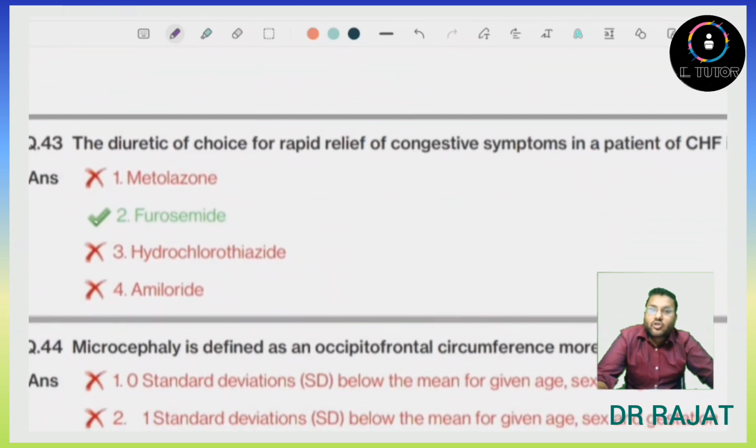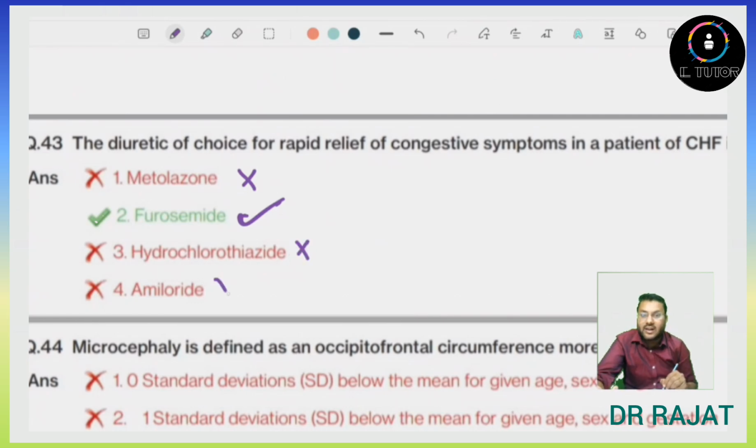The diuretic of choice for rapid relief of congestive symptoms in the patient of congestive heart failure is metolazone? No. Furosemide, this is true. It is a diuretic of choice in the congestive heart failure patient. Hydrochlorothiazide can be used, but furosemide is better. Amiloride, no. So here, best answer is furosemide, but if not available, then hydrochlorothiazide can also be used.